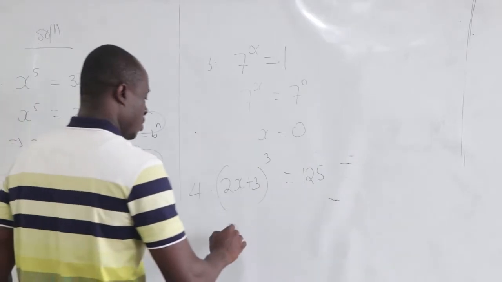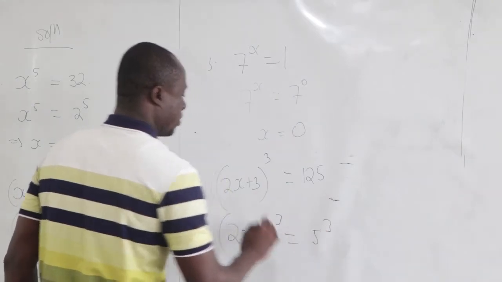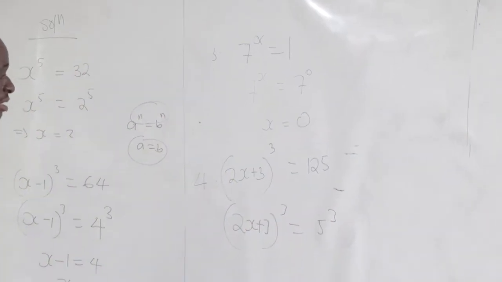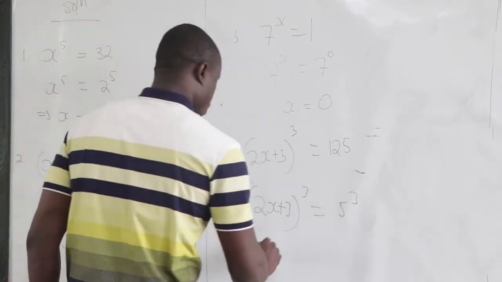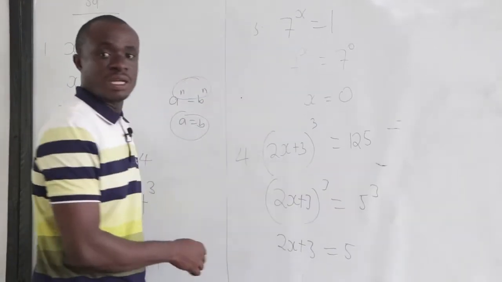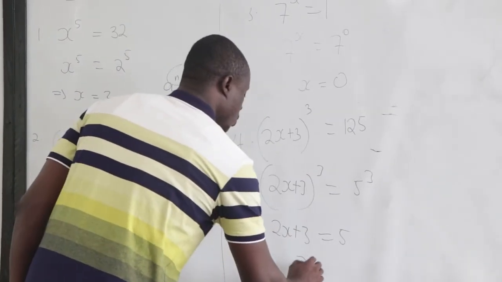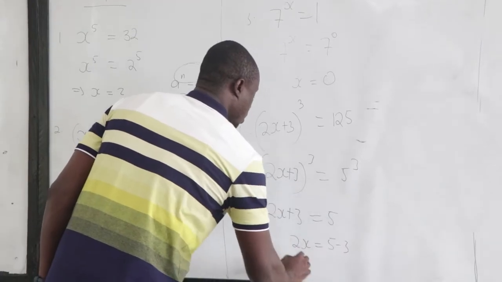So here we have 2x plus 3. And here 5 to the power 3 is giving us 125. So clearly you have 2x plus 3 equal to 5. Why? The exponents are the same, so you equate the bases. Now over here, 2x can be equal to 5 minus 3.